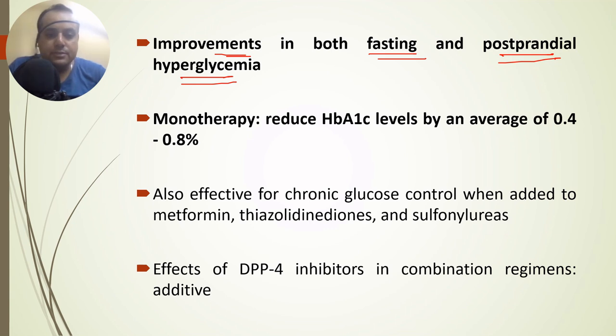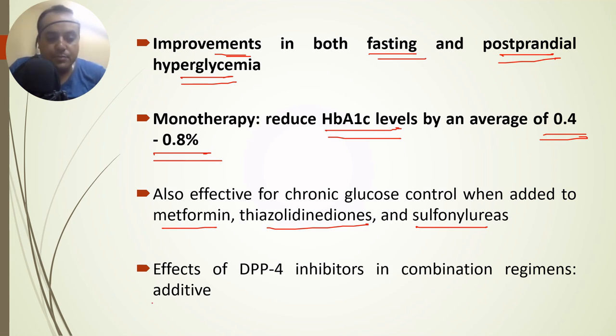When they are used as a monotherapy, or when they are used alone, they reduce the HbA1c levels, and this reduction occurs by an average of 0.4 to 0.8%. They are also effective for glucose control when they are added with other oral hypoglycemic agents such as metformin, thiazolidinediones such as rosiglitazone, pioglitazone, sulfonylureas such as glipizide, gliclazide. The effect of DPP4 inhibitors in combination is found to be additive.